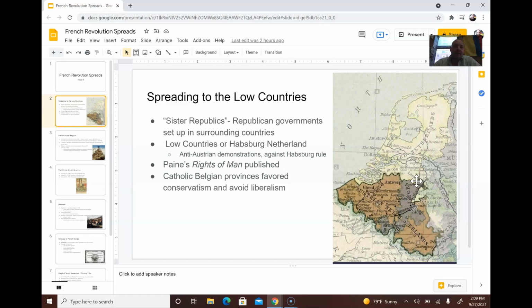The other part to this is that there's a large Catholic contingent in Belgium, and they were disagreeing with this push towards independence. Again, they were outnumbered. They were going to be the minority. And Austria is a Catholic country, so there was a big concern about losing their rights and privileges.